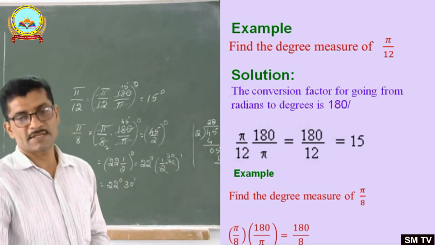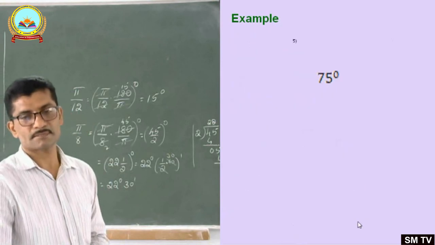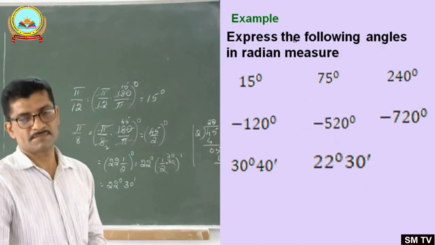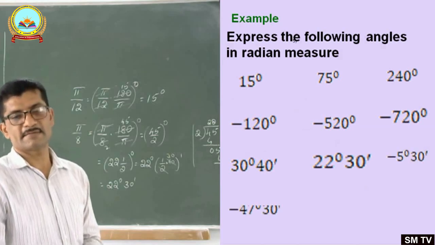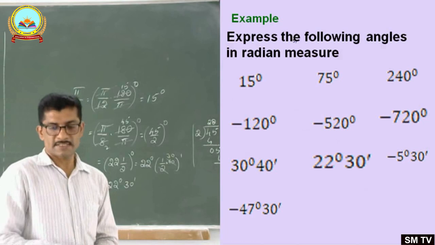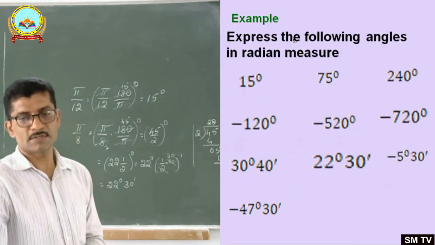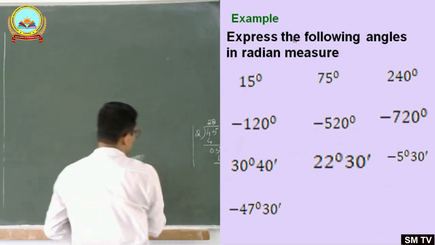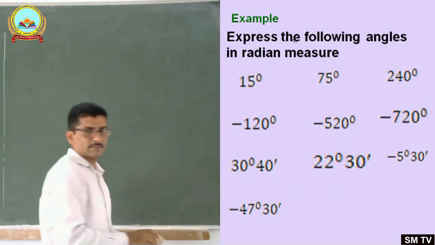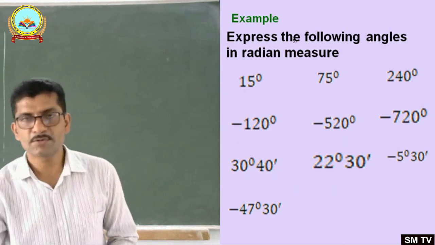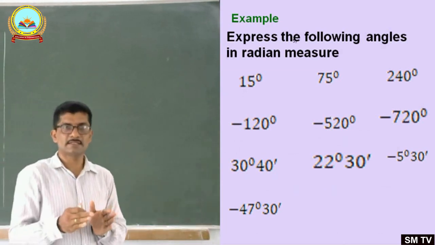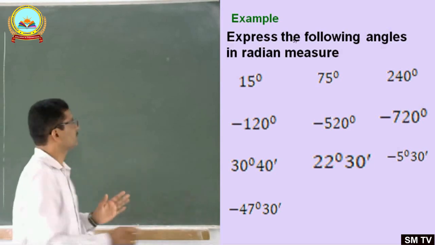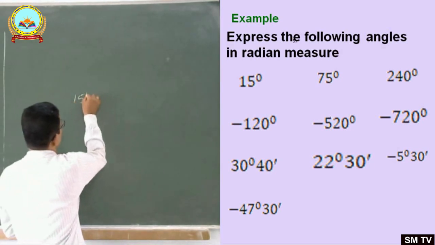In a similar way, we go to the next example. Express the following angles in radian measure. These angles are given, and you convert them into radian measure one by one. Here you know the very simple way of converting degrees to radians.